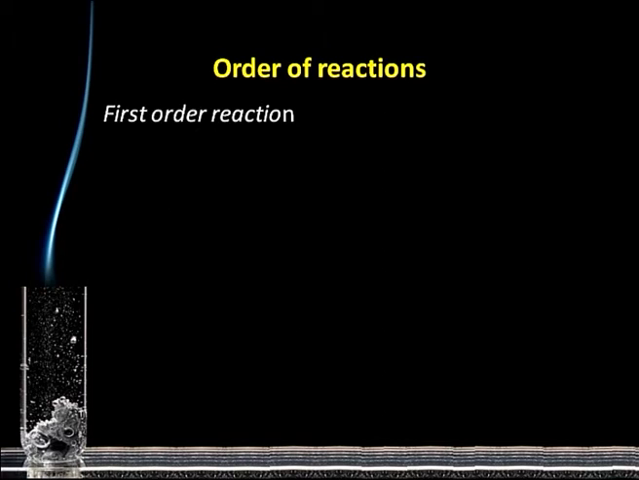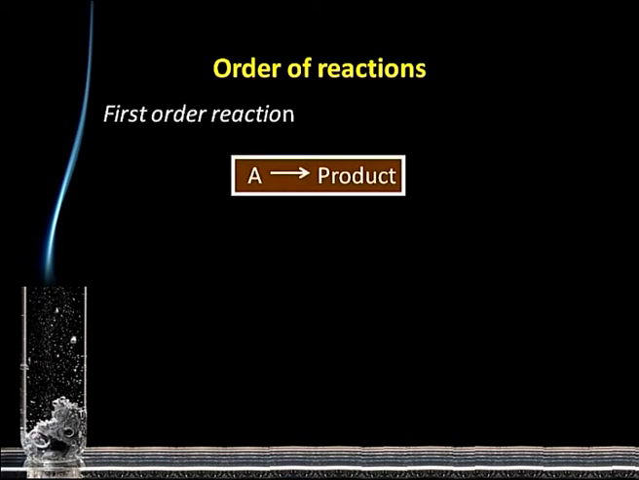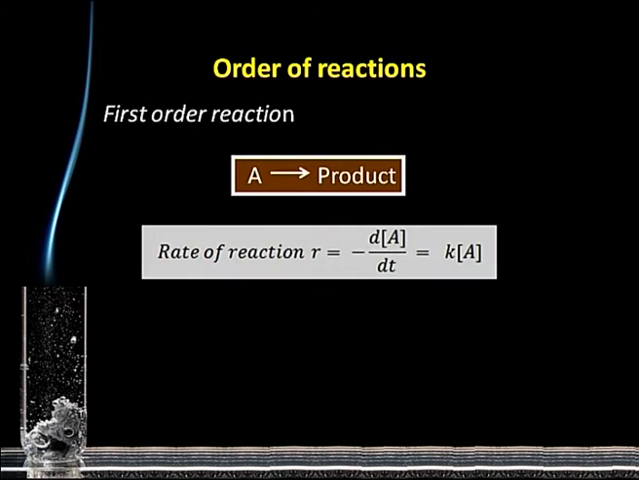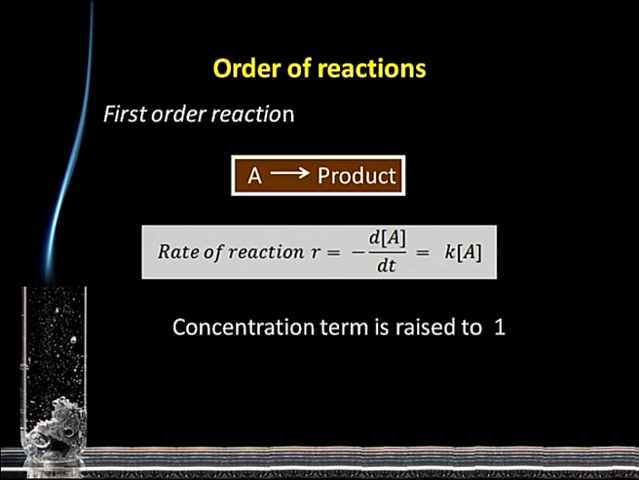Let us first look at first order reactions. A giving you product, one reactant giving you product. The rate of reaction can be written as r = -d[A]/dt = k[A]. This is what we have seen in my earlier lecture, how to put the rate law. Now this tells us that the concentration term is raised to 1, and by definition the order of reaction in this case turns out to be 1.